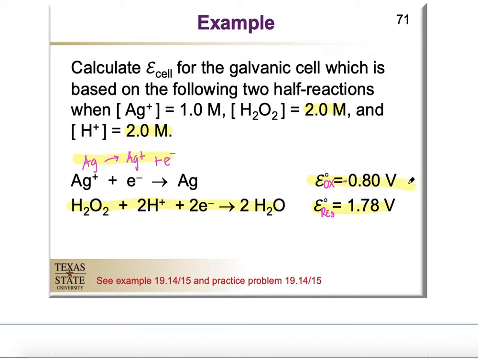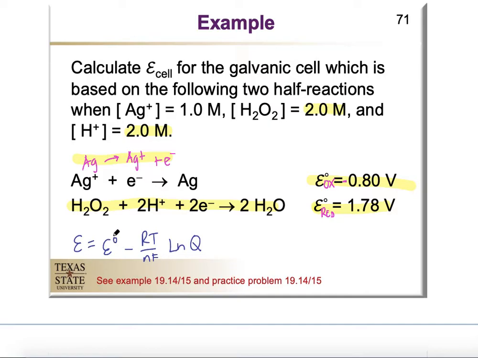Awesome. All right, so we need to calculate the cell potential, right? But we are under non-standard conditions. So we know that we're going to have to use the Nernst equation. I'm just going to go ahead and write it here. E is going to be equal to our cell potential at standard conditions minus RT over nF ln Q. The Q is going to account for the different concentrations.